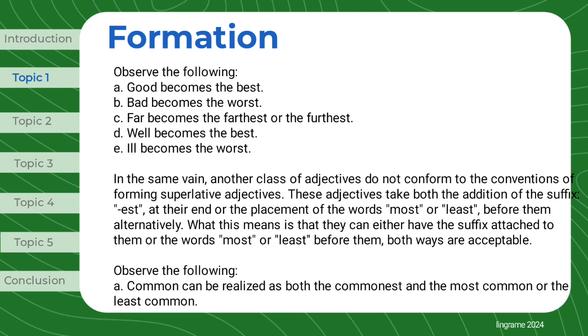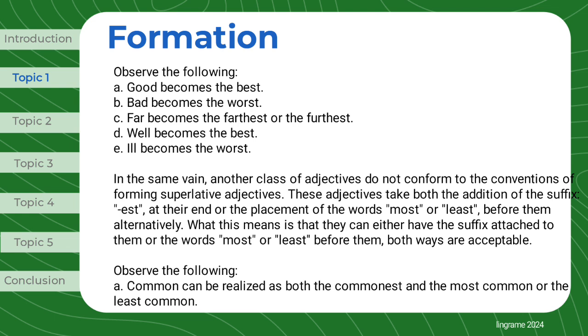In the same vein, another class of adjectives do not conform to the conventions of forming superlative adjectives. These adjectives take both the addition of the suffix -est at their end or the placement of the words most or least before them alternatively. What this means is that they can either have the suffix attached to them or the words most or least before them. Both ways are acceptable.